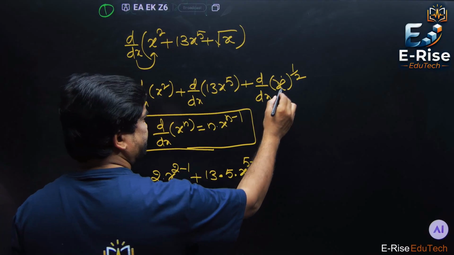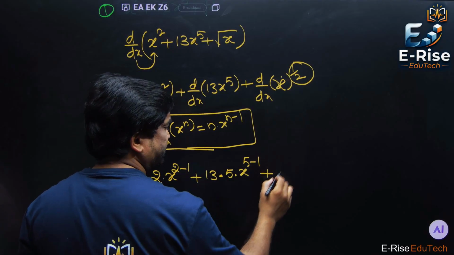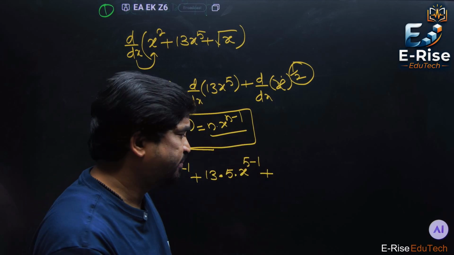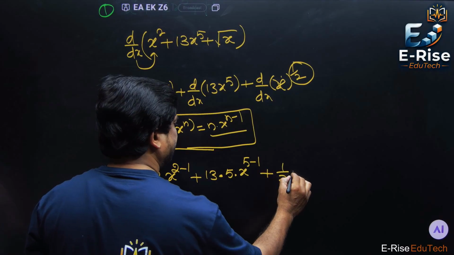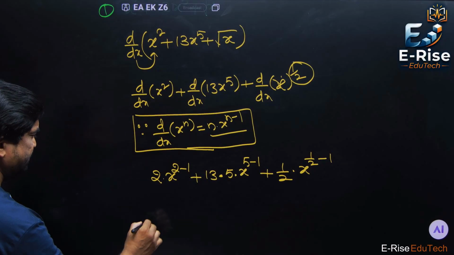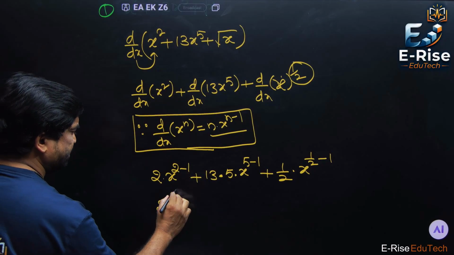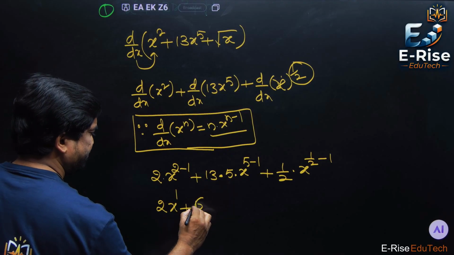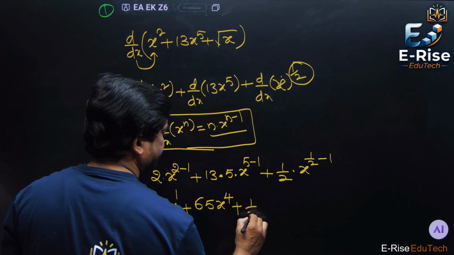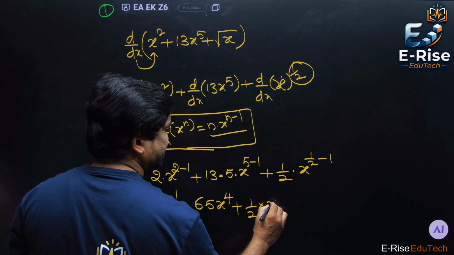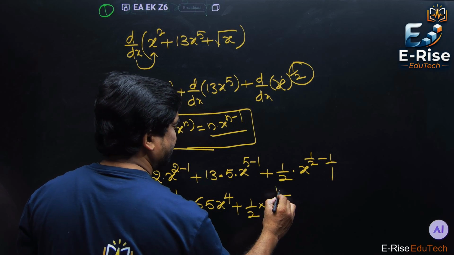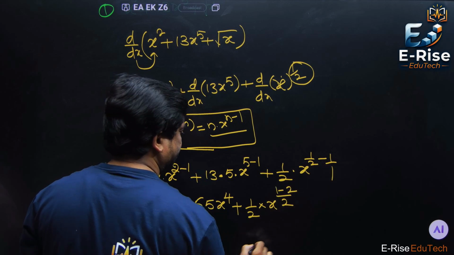Plus x to the power 1 by 2. This is treated as n, n means 1 by 2. The formula is n into x power n minus 1. So 1 by 2 into x power 1 by 2 minus 1. So simplify. 2 into x power 2 minus 1 is x only. Plus 13 times 5 is 65, x power 4, plus 1 by 2 into x power, LCM apply. LCM is 2, 1 minus 2.